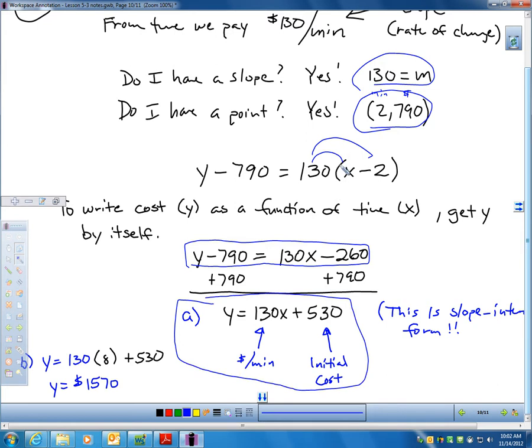And then it says, find the total cost of an excerpt that's 8 minutes long. Well, that's easy. Just take 8 and plug it in for x. You can see I did that right here. I just took 8. Where I had x, I just substituted in 8, and when I calculate that out, that means the cost of this commercial or excerpt from this movie is $1,570.